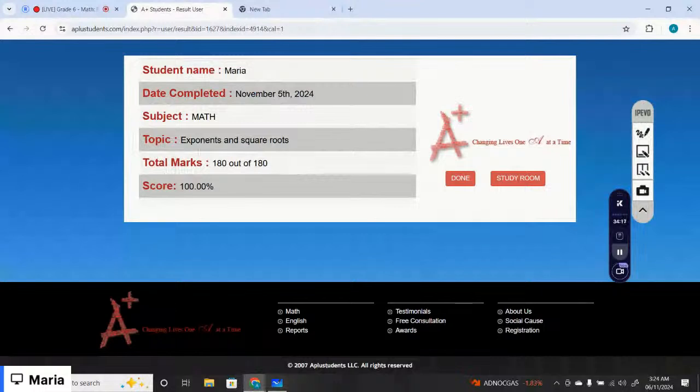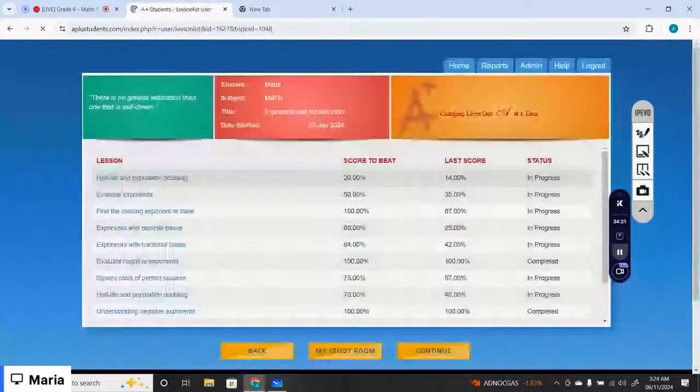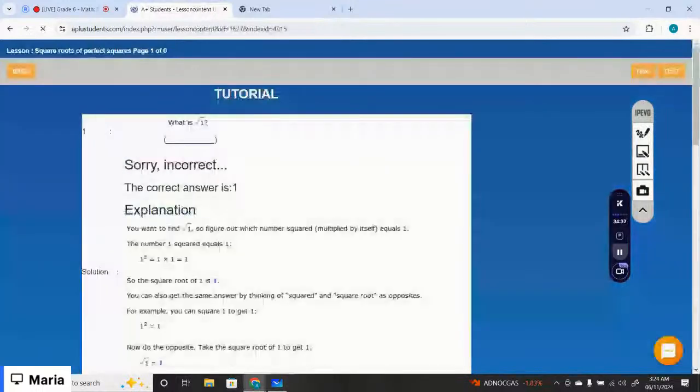Okay, we are done with the lesson. Let's just move on to the next lesson. And the next lesson is square roots of perfect squares. Let's just start with the lesson.